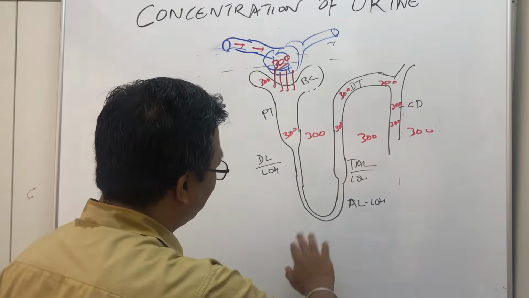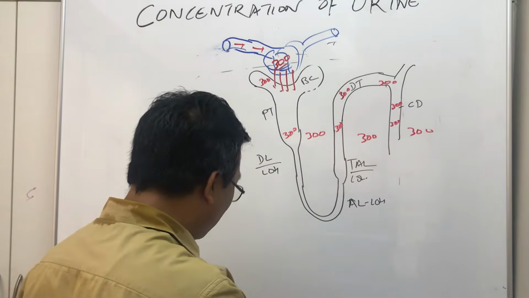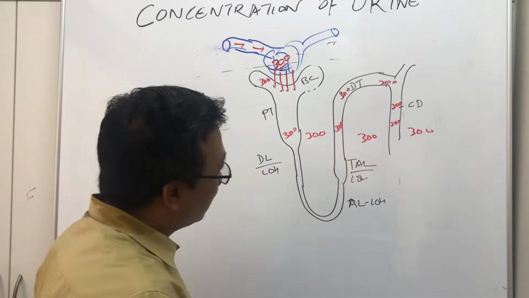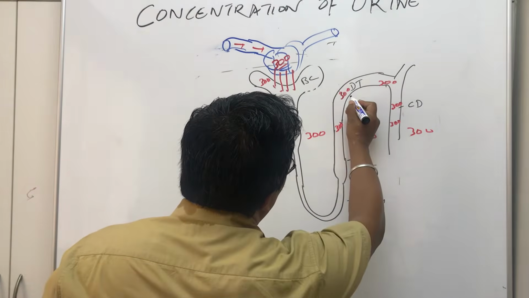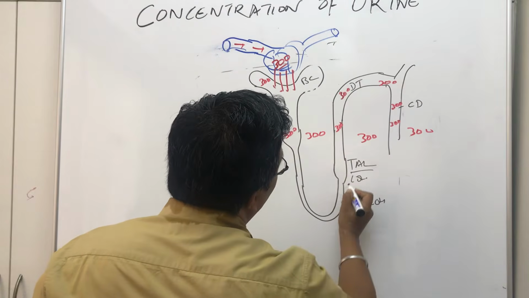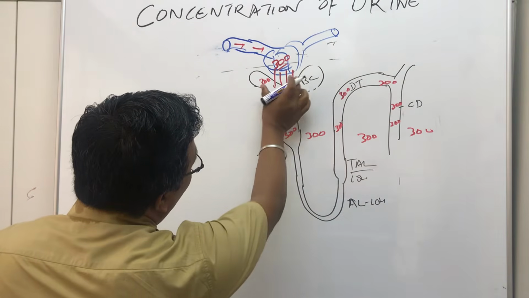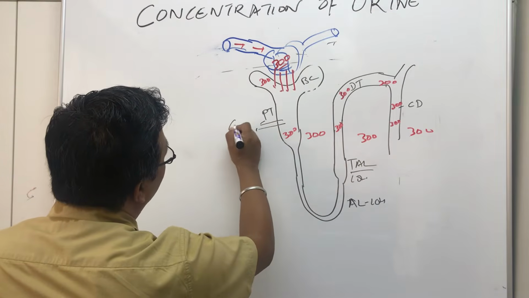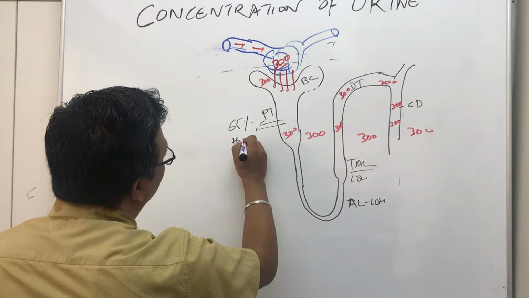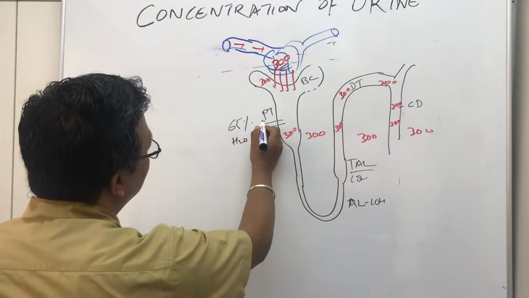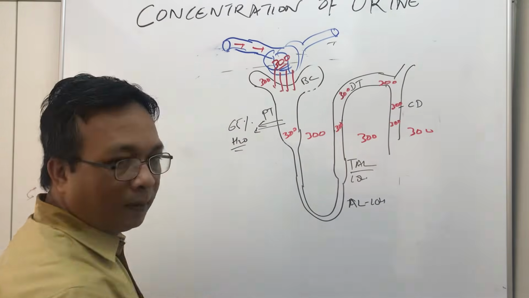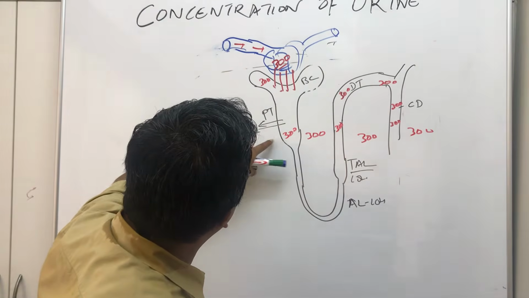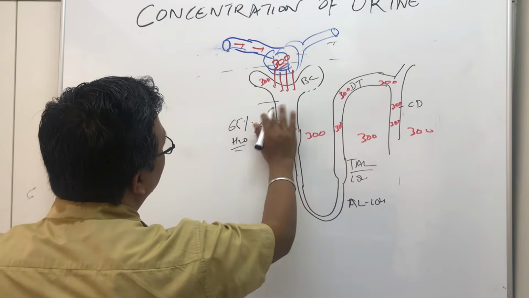So what is this countercurrent mechanism? Please try to understand this, and if you don't understand, let me know. First thing you should know before starting the countercurrent mechanism: when the fluid comes through the proximal tubule, 65% of water is reabsorbed. 65% of water, okay.